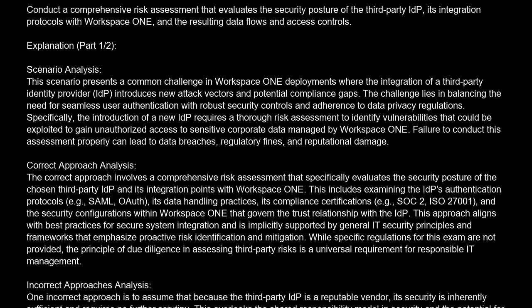This approach aligns with best practices for secure system integration and is implicitly supported by general IT security principles and frameworks that emphasize proactive risk identification and mitigation. While specific regulations for this exam are not provided, the principle of due diligence in assessing third-party risks is a universal requirement for responsible IT management.